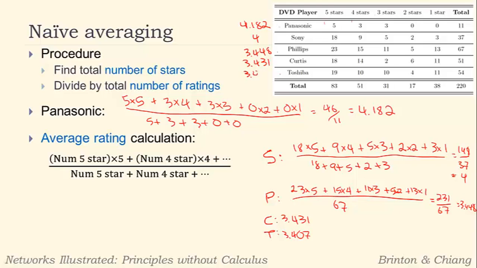So the ordering now is exactly the order here. If we wanted to rank them by the average rating in descending order, so the highest first, it would be exactly this order. 4.182, so Panasonic comes first, followed by the Sony, which is at 4, followed by the Philips, followed by the Curtis, followed by the Toshiba. So that goes from highest average rating to lowest average rating: the Panasonic, the Sony, the Philips, the Curtis, and the Toshiba.